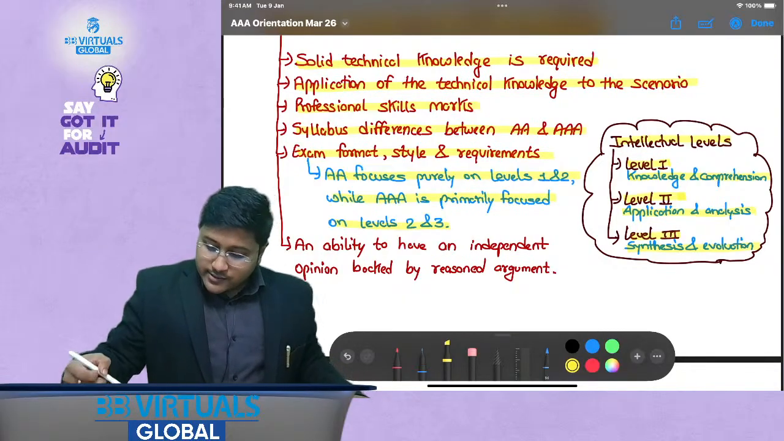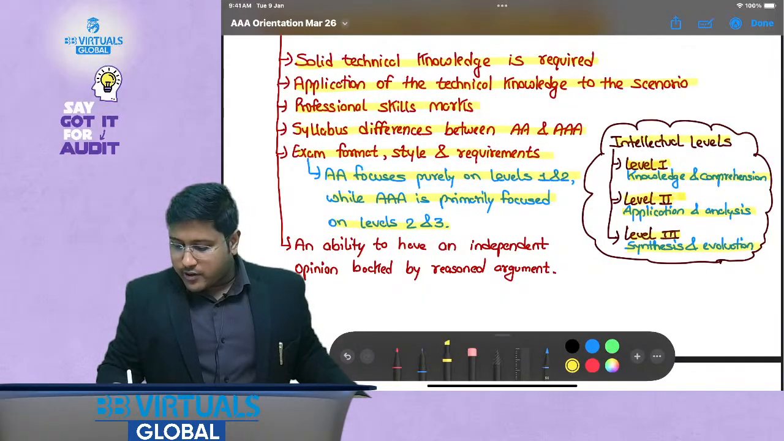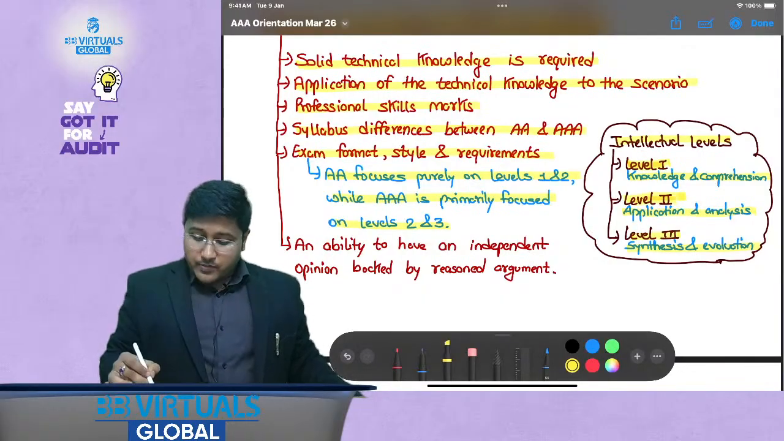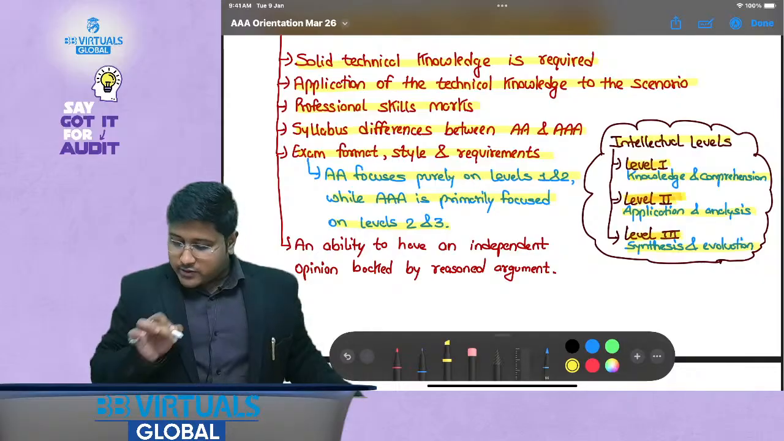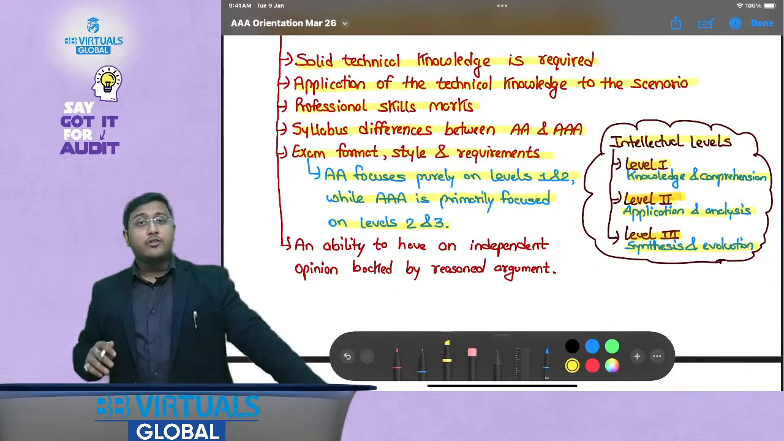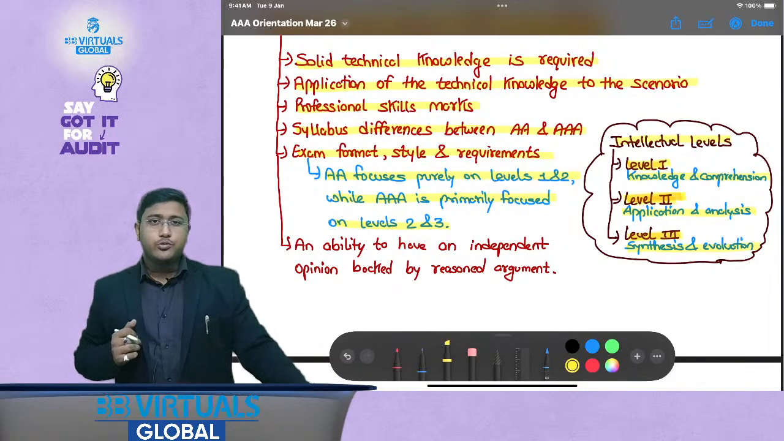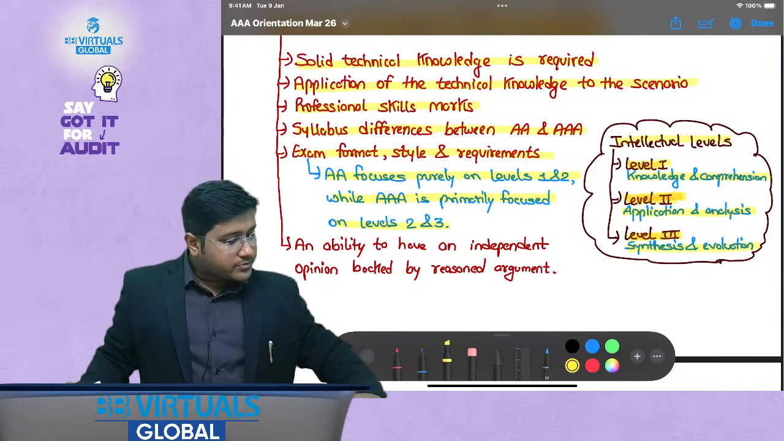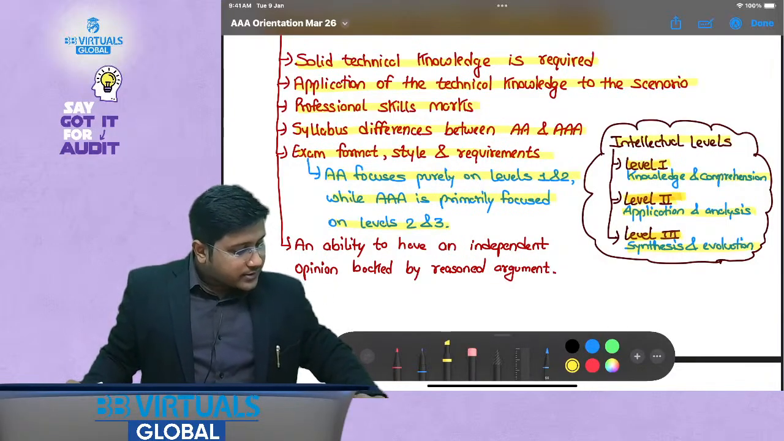Okay, so the ACCA AA paper used to focus on level 1 and 2, that is knowledge and application, whereas the AAA paper focuses on level 2 and 3, which is application, synthesis and evaluation, whether you are able to evaluate it against different criteria or not, and that makes this subject very, very different also. I hope this is clear.